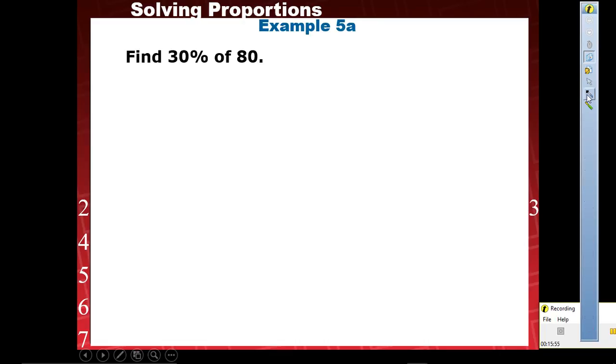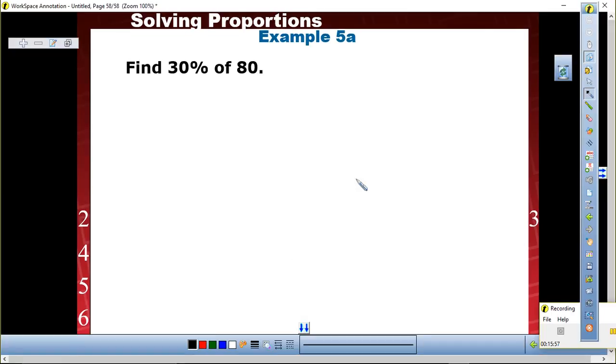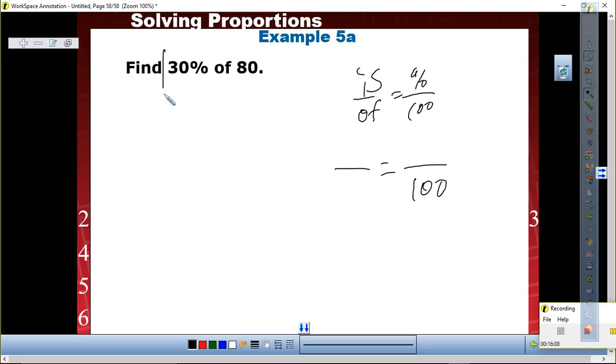Look up. So how does that work? It works like this: is over of equals percent over 100. Blank over blank equals blank over 100. Which one didn't change? The 100. What information did they give us? 30%. What else? 80. Therefore, this is cross multiply and solve.